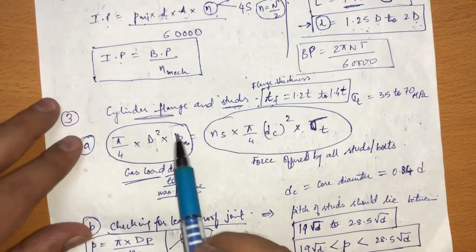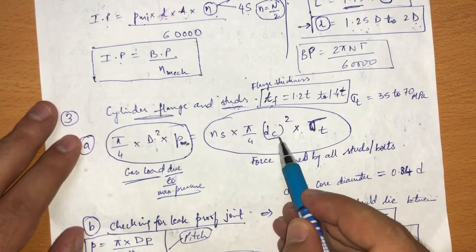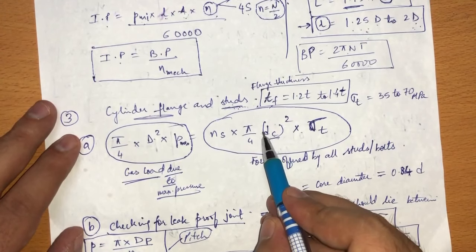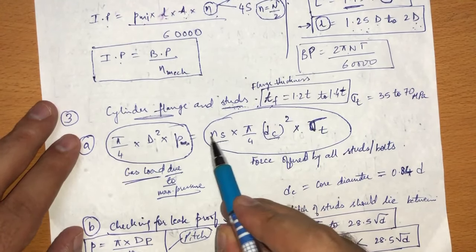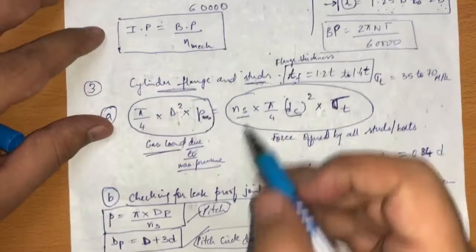Further, to find the number of studs or to find DC, where DC is core diameter and NS is number of studs, the two equations are equated. The first equation shows the gas load due to maximum pressure, denoted by pi by 4 D square into P max. This has been discussed here itself, that a maximum pressure is acting inside the cylinder, which is P max, and the cylinder has a cross section of pi by 4 D square.